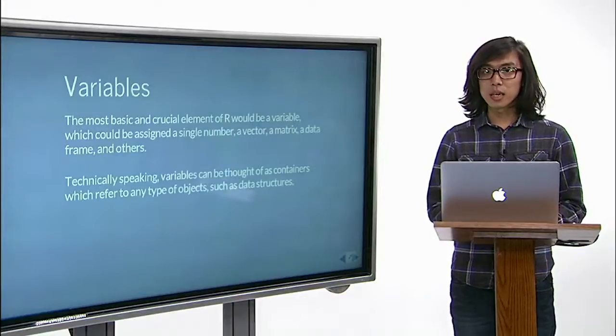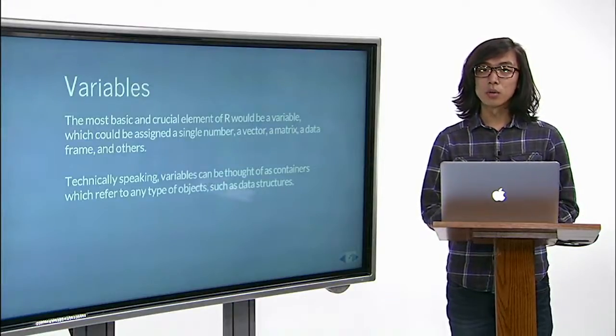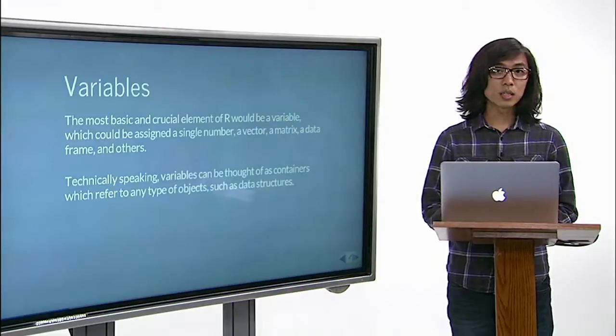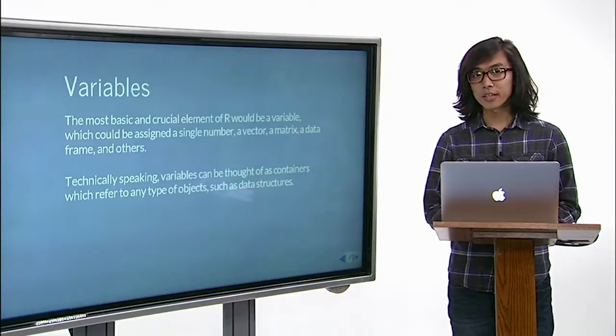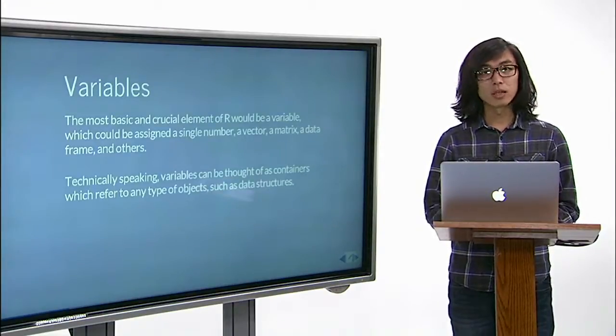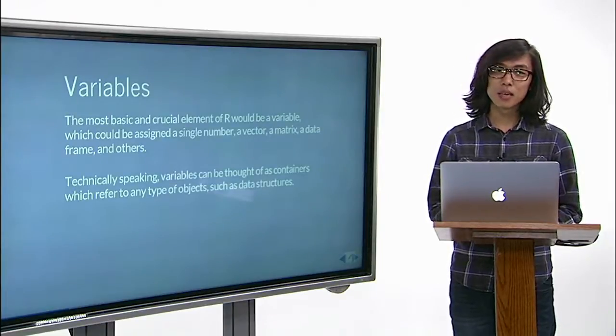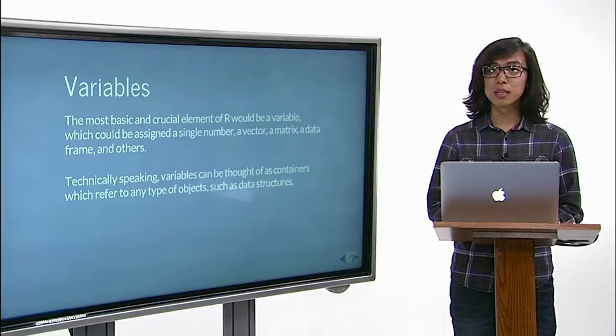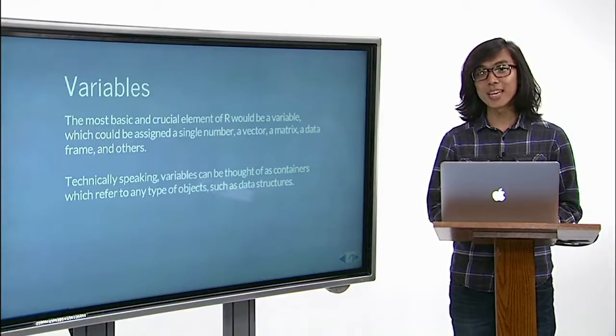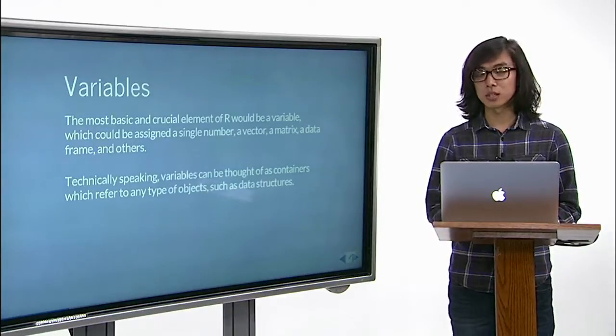The most basic and crucial element of R would be a variable, which could be assigned a single number, a vector, a matrix, a data frame, and others. Technically speaking, variables can be thought of as containers which refer to any type of object such as data structures.